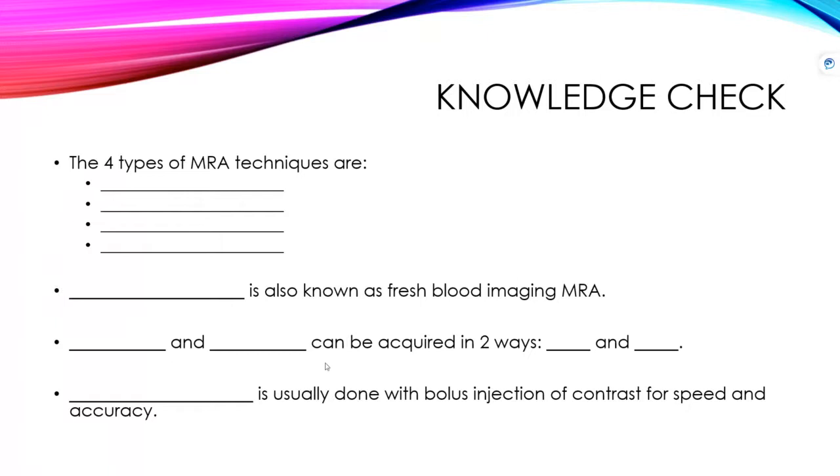All right. The next one, blank and blank can be acquired in 2 ways. So 2 different types of MRAs can be acquired in 2 different ways. What are those ways? Go ahead, Laura. Now, I took a guess on this one. I'm not 100% sure, but I think it's time of flight and phase contrast can be acquired in 2 ways, 2D and 3D. Yep. So time of flight MRA and phase contrast MRA can both be acquired in 2D and 3D. Make sure that you understand what each of those means for time of flight and for phase contrast.